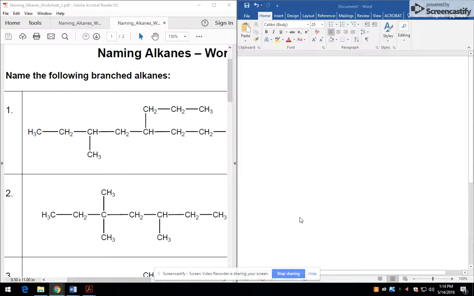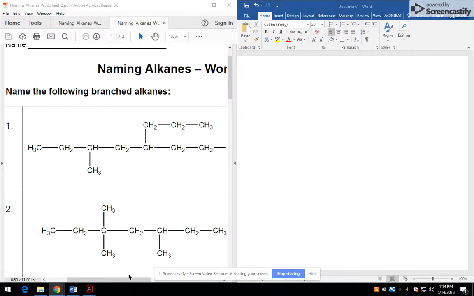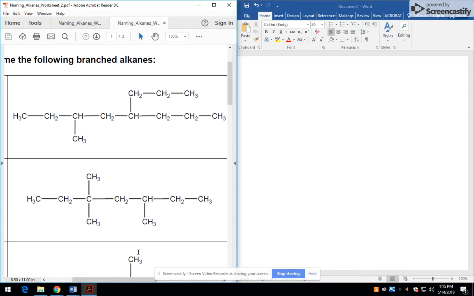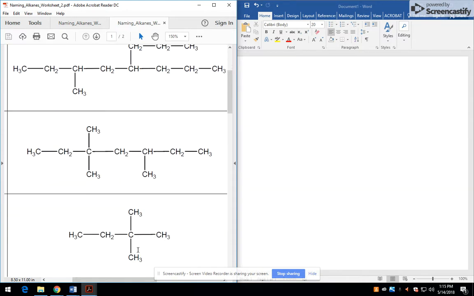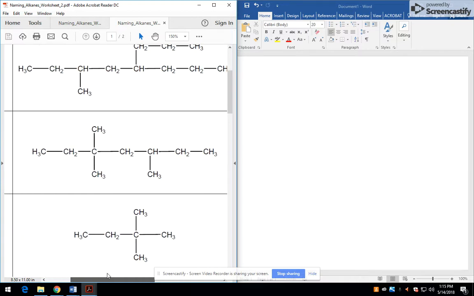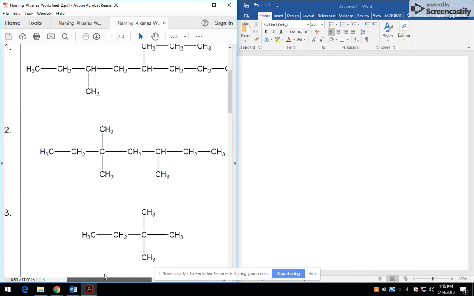Okay, so here we are again. Quick video here on naming alkanes worksheet number 2. This one's very similar to number 1, except for the fact that the number is now a 2. No, that's not the difference. The difference is that now we're going to be looking at alkanes that have multiple of the same type of substituent. So let's look at number 2.